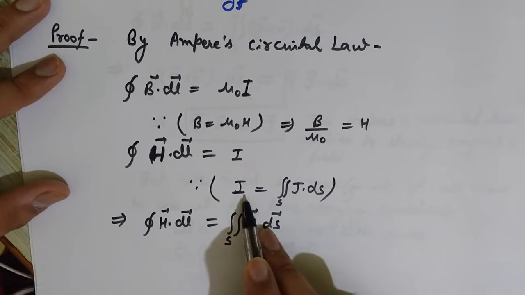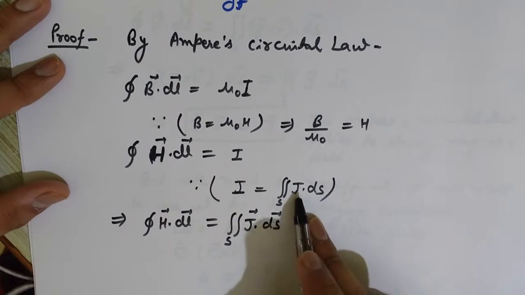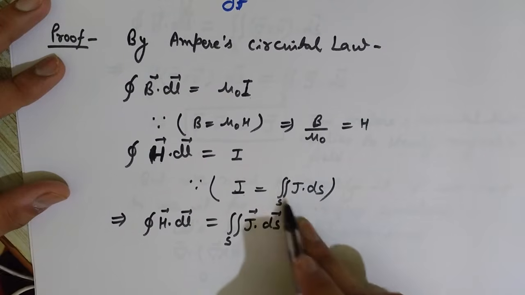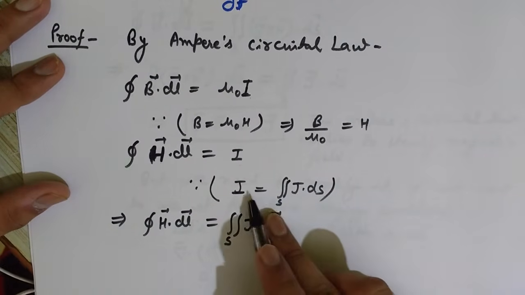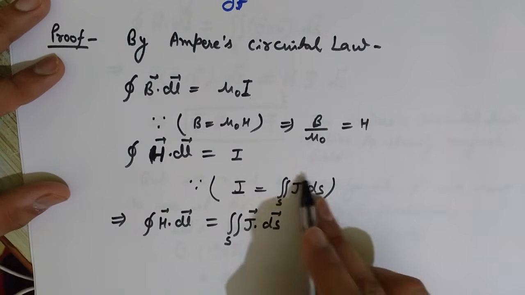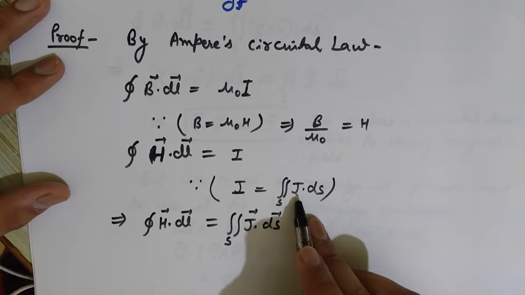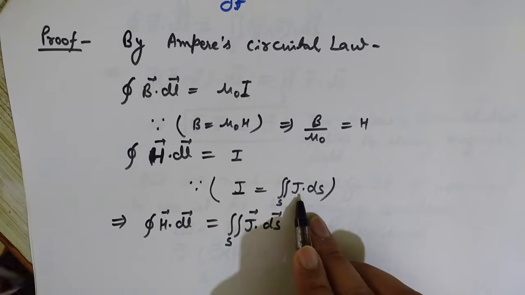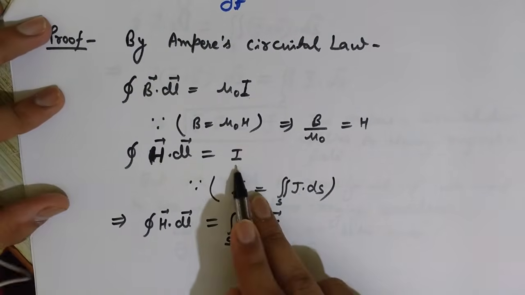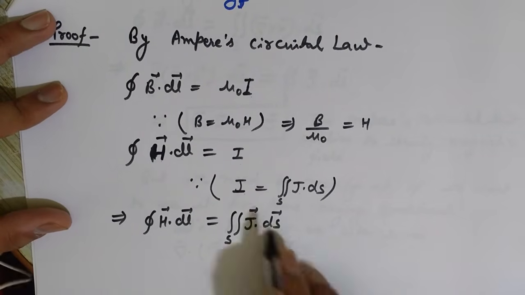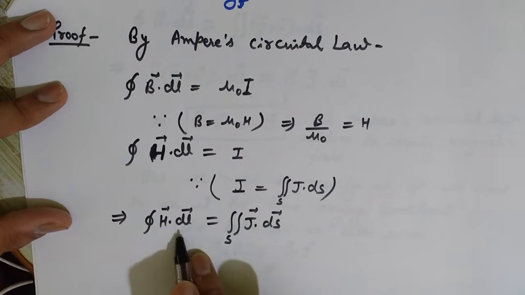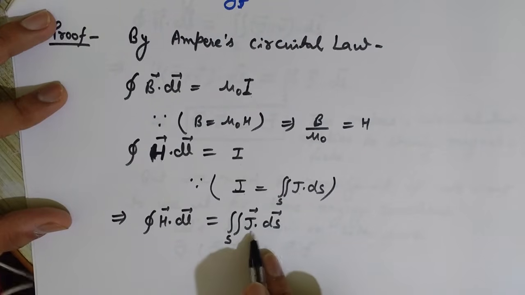Now I also know that current I is equal to the surface integral J dot dS, because J is nothing but the current density. J is equal to I by A. So if I take the surface integral of this current density, then I will get the current I. So in place of I, I will write the surface integral J dot dS. This equation converts into integral H dot dl equals surface integral J dot dS, a line integral and a surface integral.